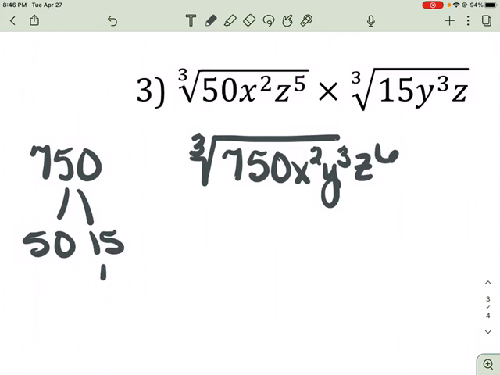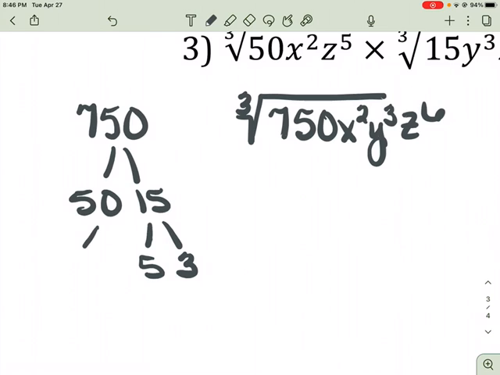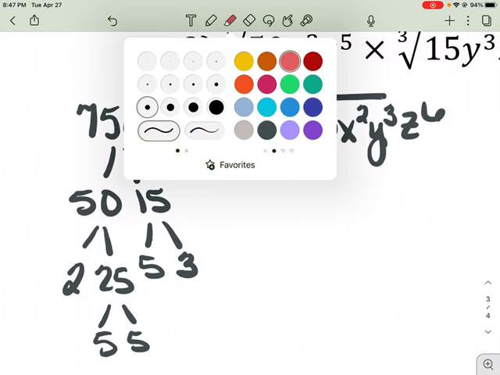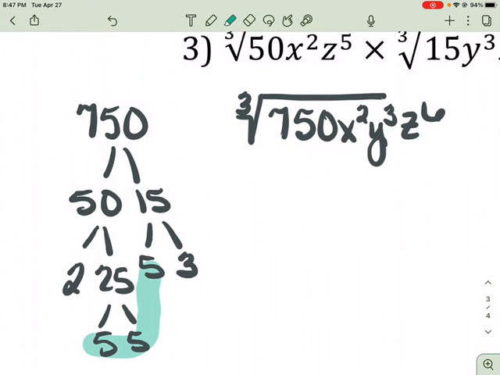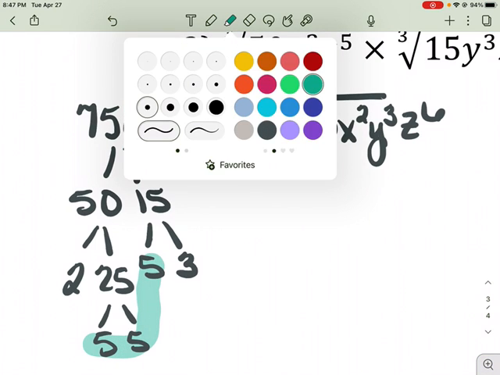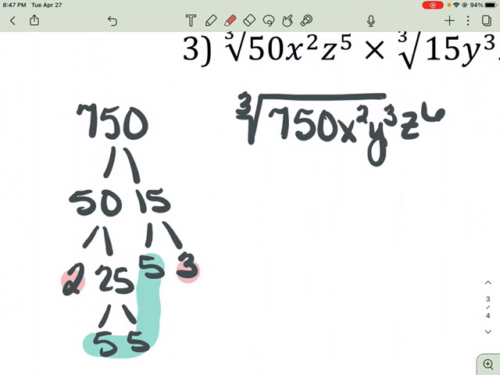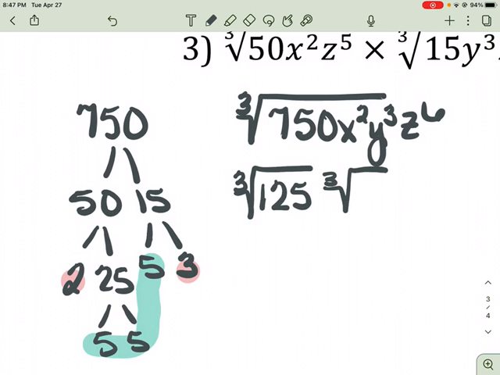Break it down. And remember, we're looking for a group of 3 because it's a cube root. All right, now I can see a group of 4. Oh, wait. That's bad math. There we go. Sorry, it's a group of 3. Okay, here's our group of 3. And here, those two are going to get multiplied together. So we get the cube root of 125, cube root of 6.